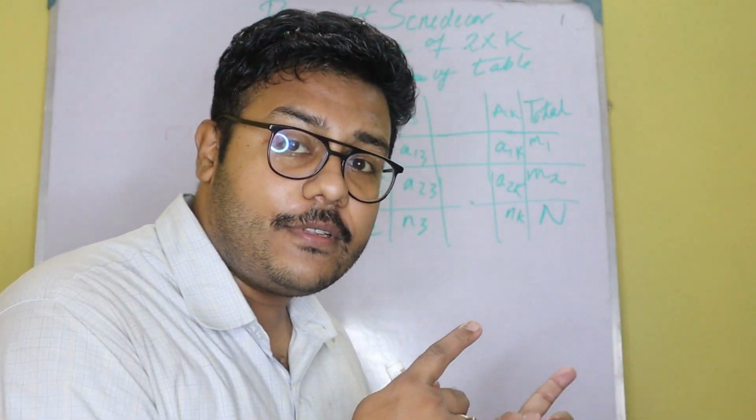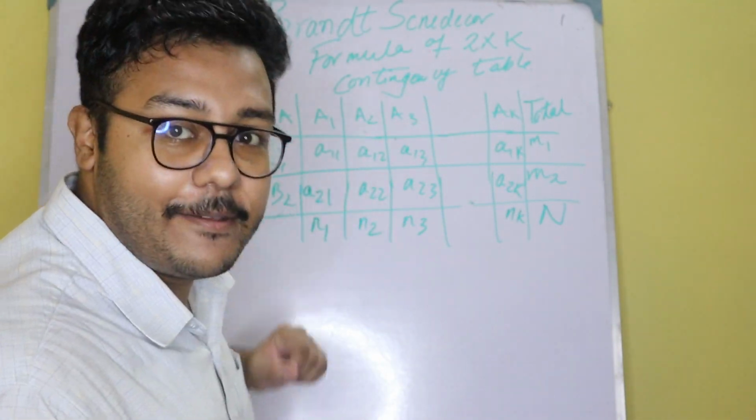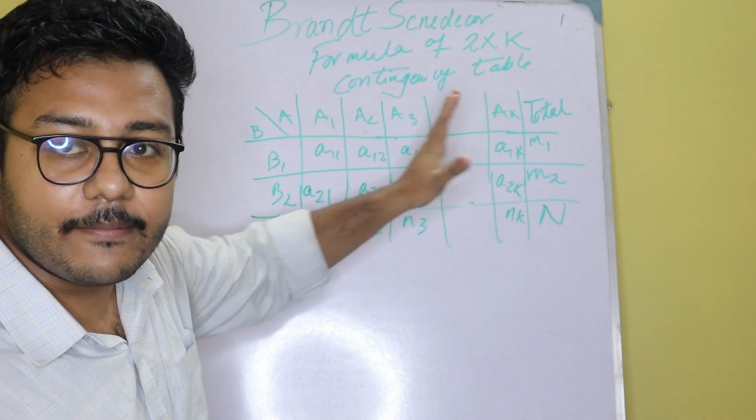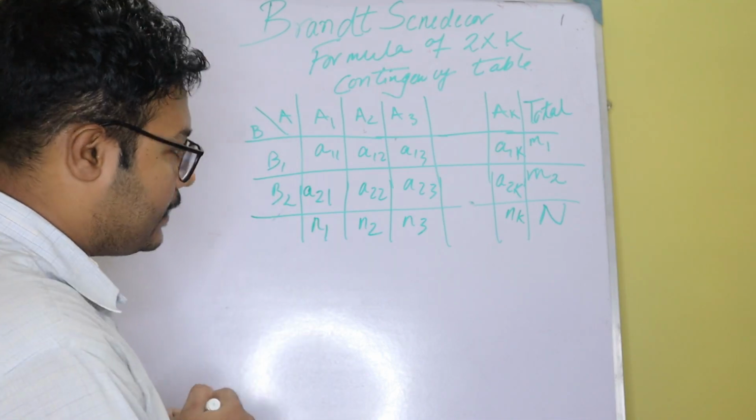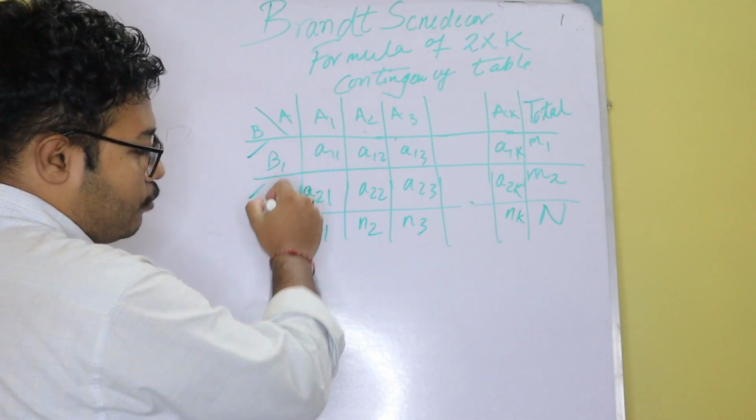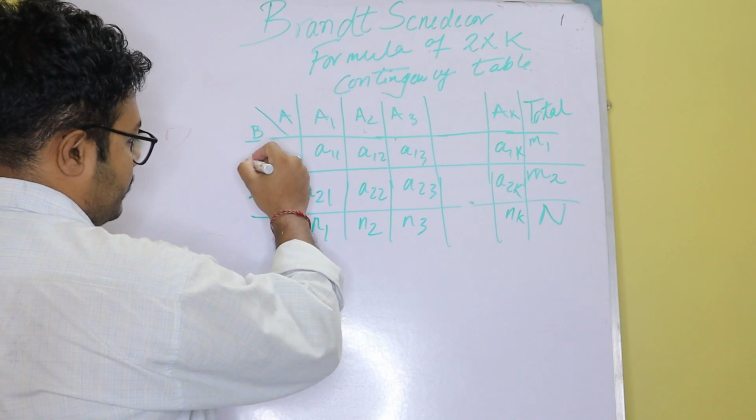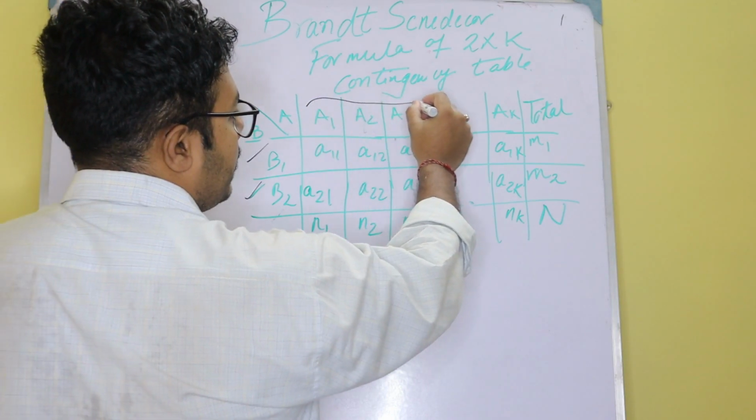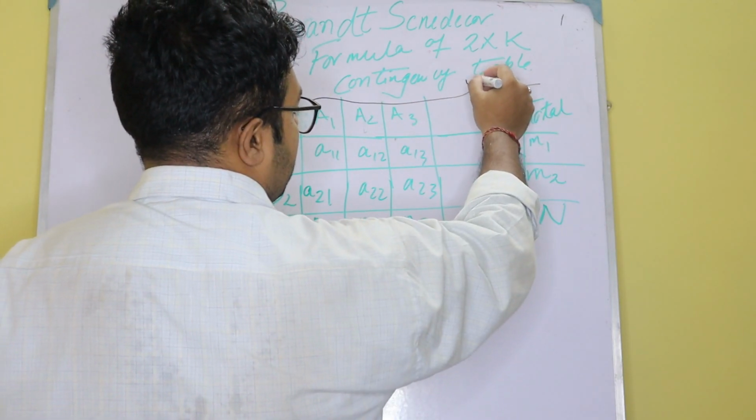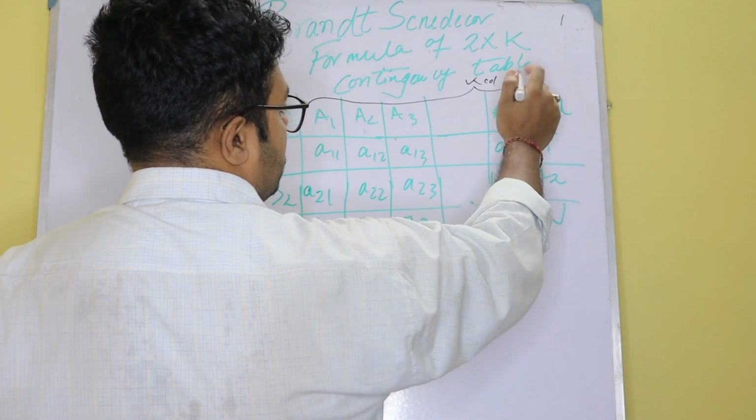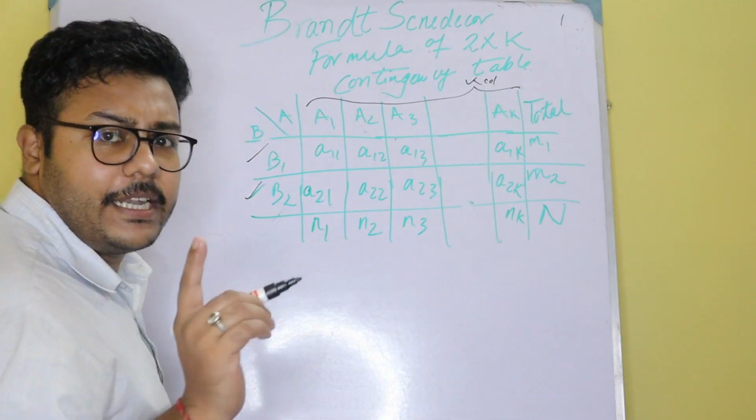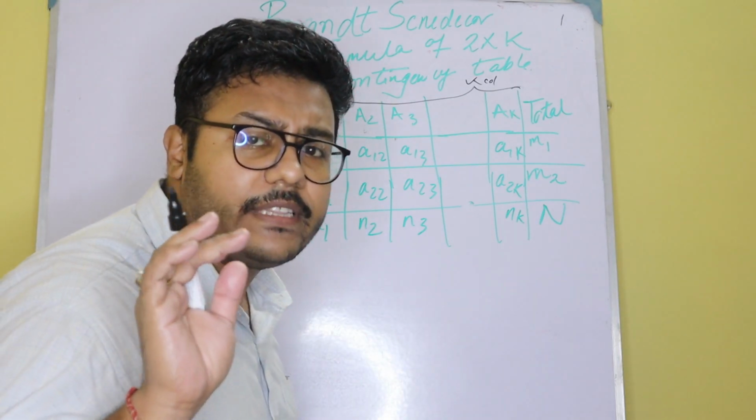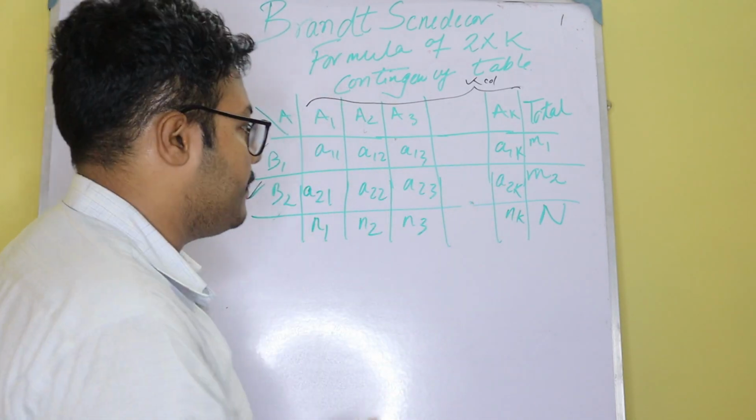Now let's go and see the 2 cross K contingency table. See here, this is the 2 cross K contingency table. We have 2 rows. These are the 2 rows. I have marked them in black, and up till this, this is K columns, up till here. Now see very carefully, friends. I am explaining this just because you need to understand a few things from this contingency table.